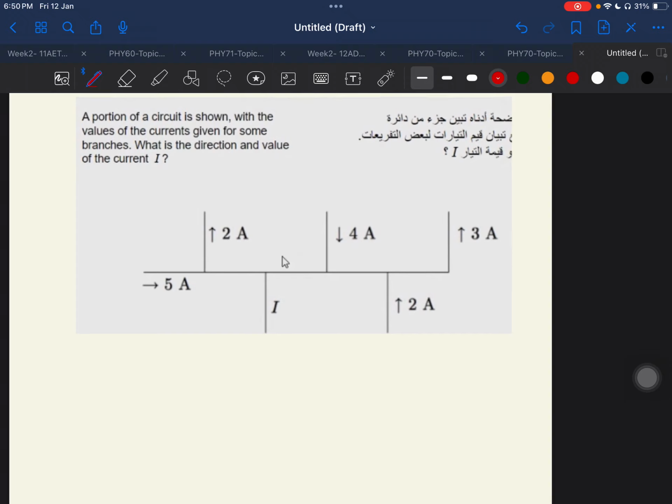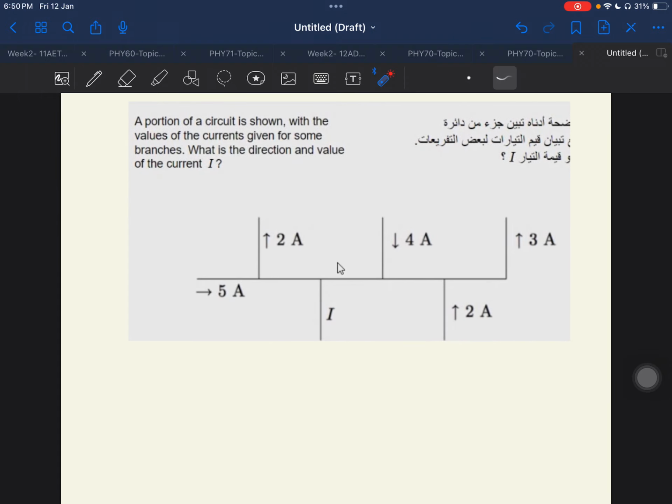Let's look at the next problem. Here we have got a portion of the circuit and the currents are given to us. Here we have to remember that current entering a junction should be equal to the current which is leaving the junction. So here this is 3 ampere and this wire is just bent. So the current should be the same. Here also it should be 3 ampere.